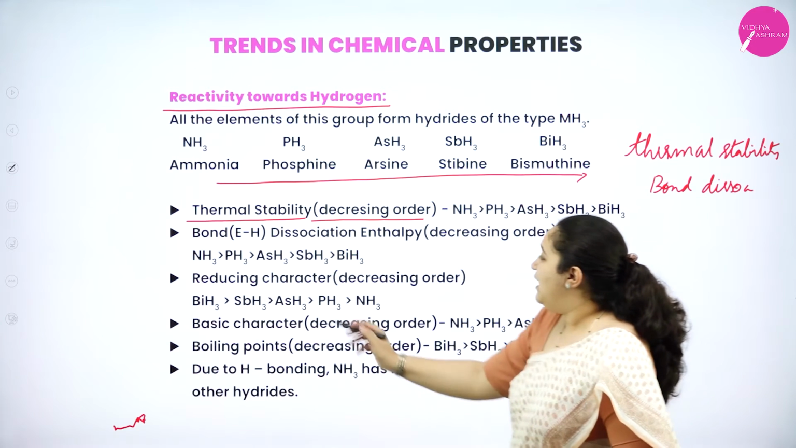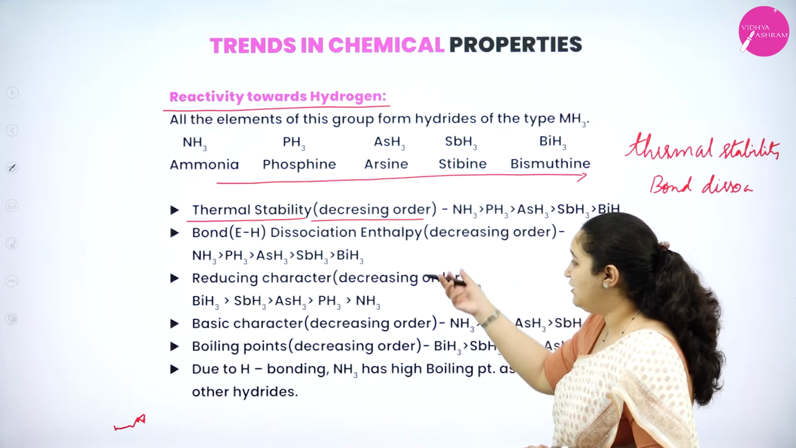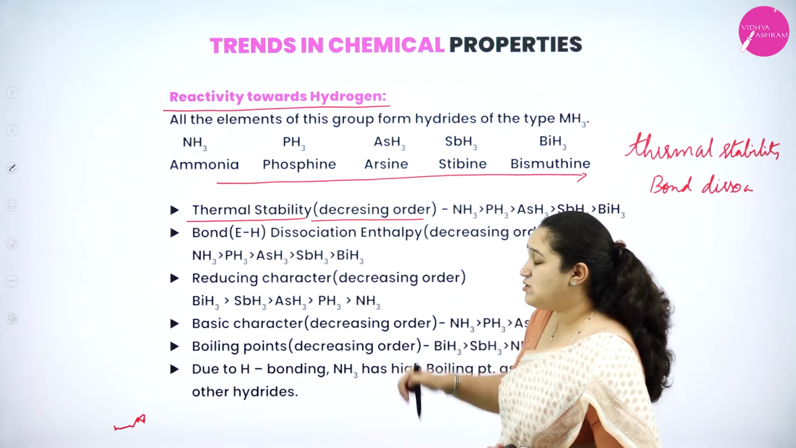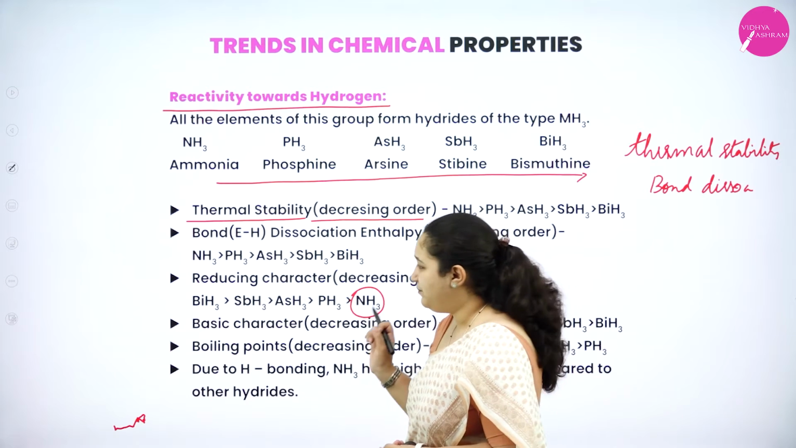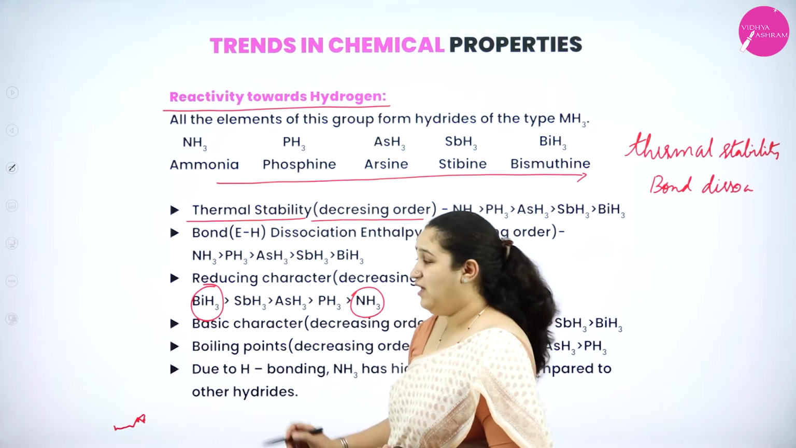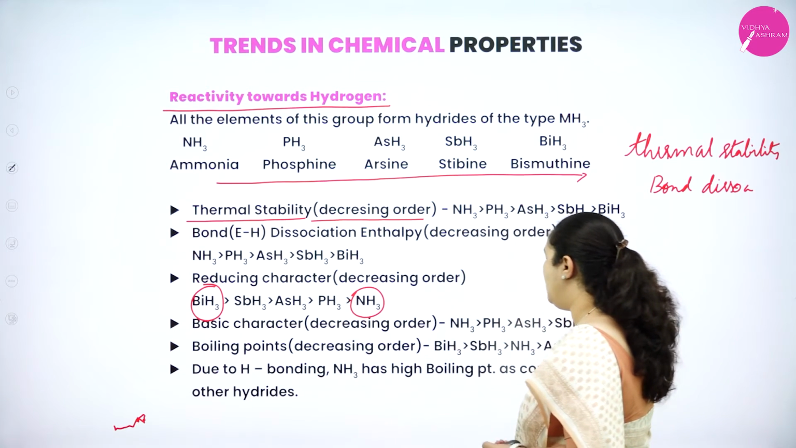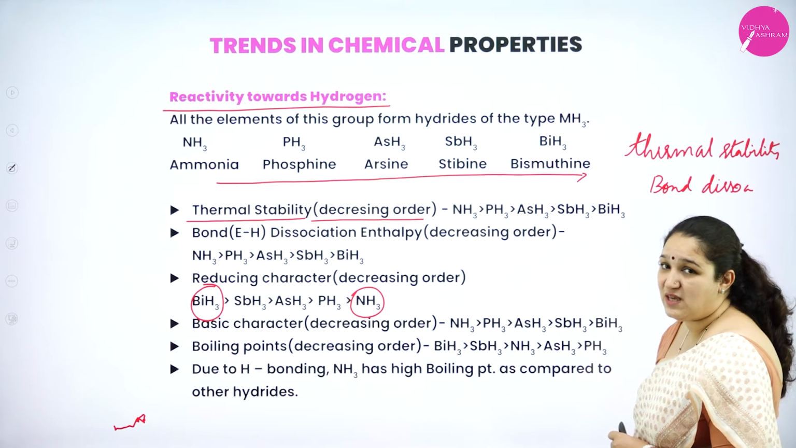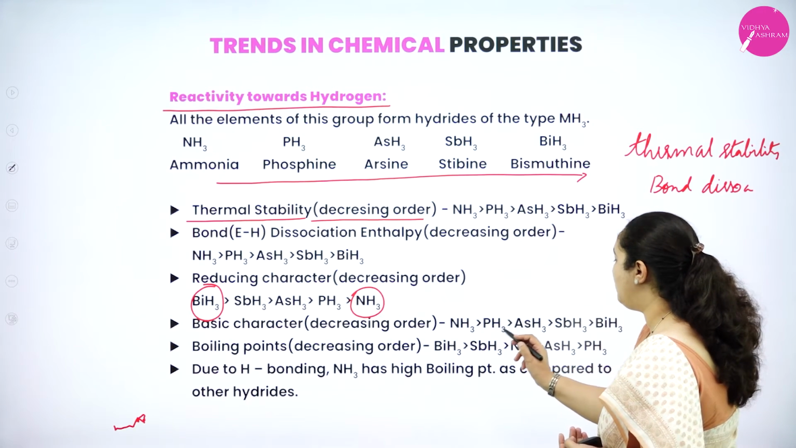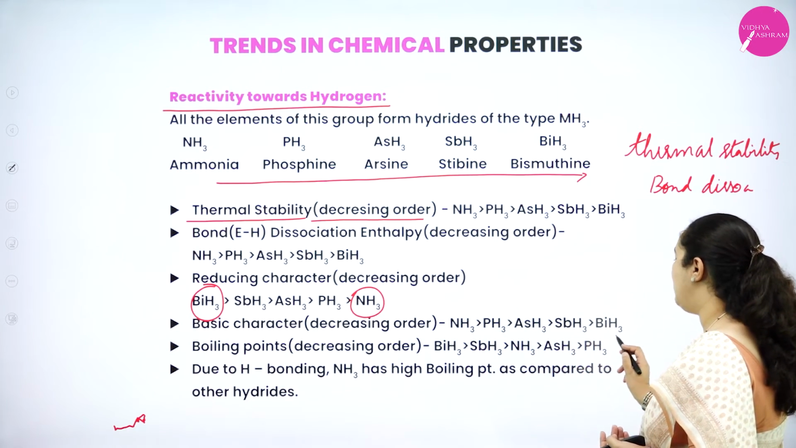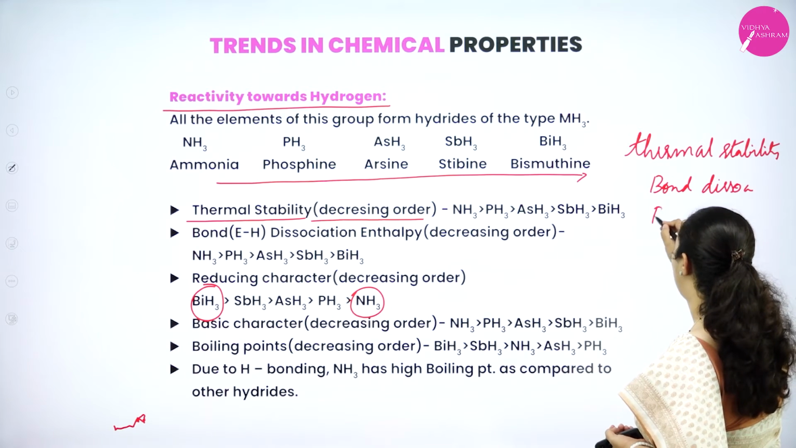Next, reducing character. It is the other way around: the reducing character is least for ammonia and highest for bismuthine. Next, basic character: ammonia has the highest basic character, as it can give a lone pair of electrons. So ammonia, phosphine, then arsine, then stibine and bismuthine. It is the same order as for thermal stability, that is, for the basic character.